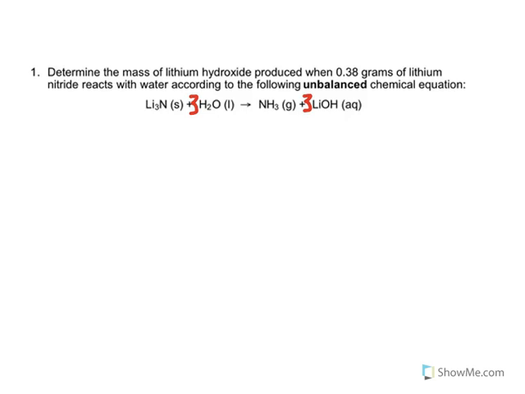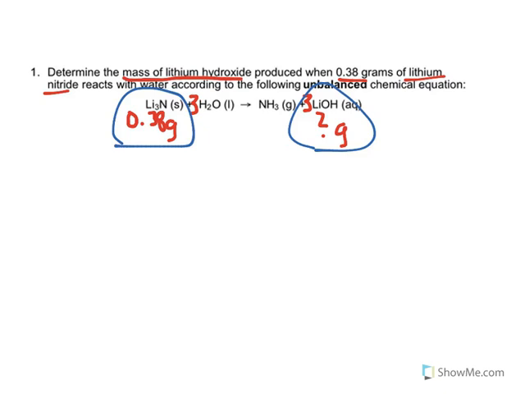So now let's go through and read it again, and let's make ourselves some notes here. Determine the mass of lithium hydroxide. So I'm looking for the number of grams of lithium hydroxide produced when 0.38 grams of lithium nitride reacts. Well, lithium nitride's right here, so this is 0.38 grams. So these notes will tell me I need to go from lithium nitride's grams to the grams of lithium hydroxide. So we can just set this up.